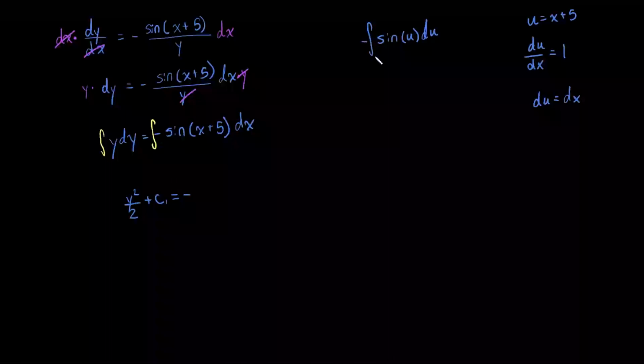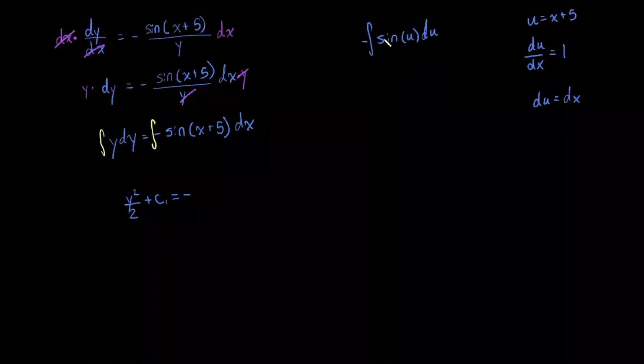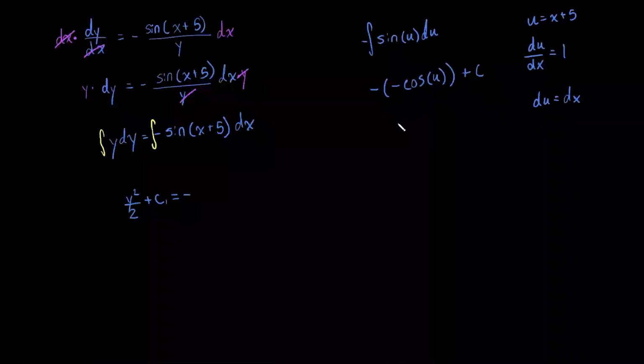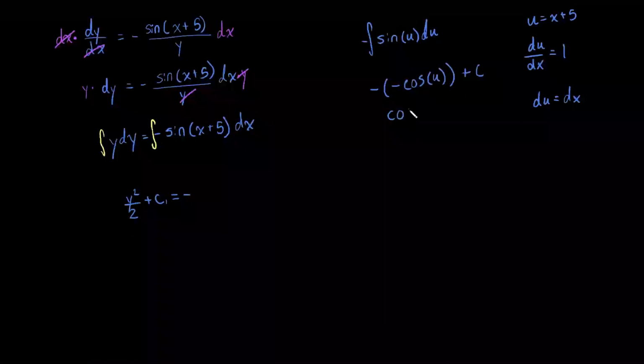That's what we're integrating now, right? So we have the negative integral of sine of u du. Well, what's the integral of sine of u? The integral of sine of u is just negative cosine of u. So after we have this negative over here, we have negative times negative cosine of u plus c. So we just got to replace our u. Well, we know what u is equal to. u is equal to x plus 5. We stated that. So we have cosine of x plus 5 plus c.